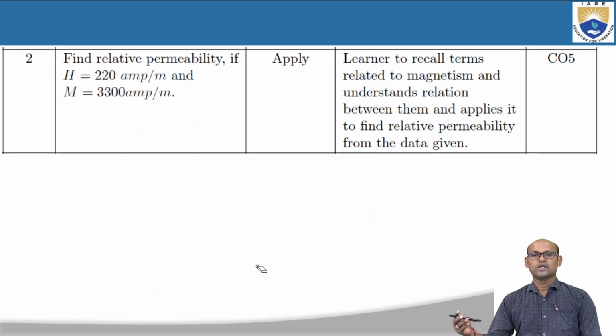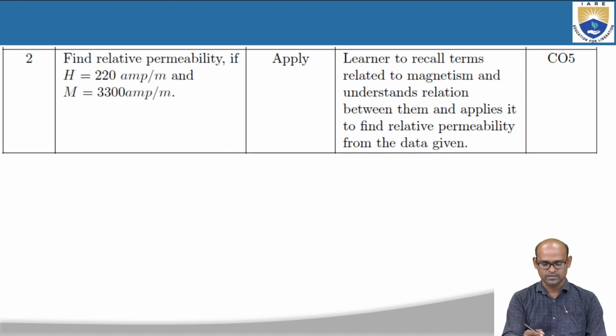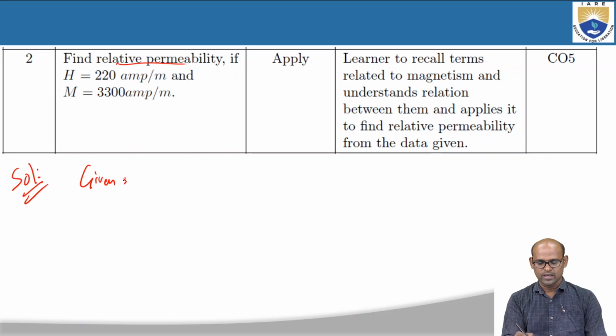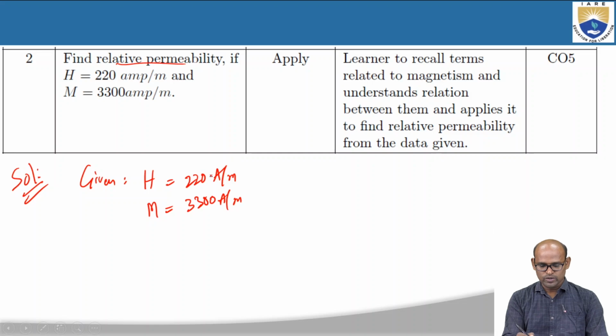The next question is: find relative permeability if magnetic field is 220 amperes per meter and magnetization is 3300 amperes per meter. So we need to calculate relative permeability. As inputs, they have given magnetic field H as 220 amperes per meter and magnetization M as 3300 amperes per meter. We need to calculate relative permeability mu r.